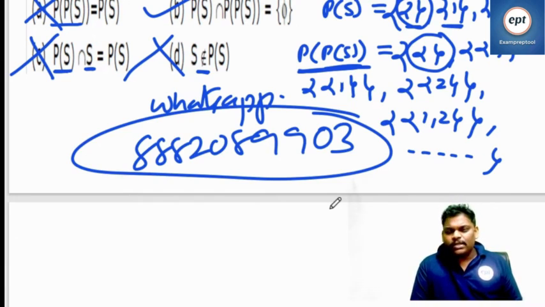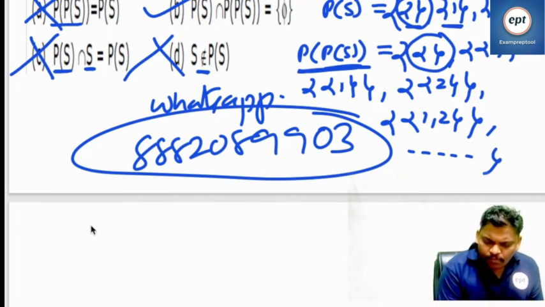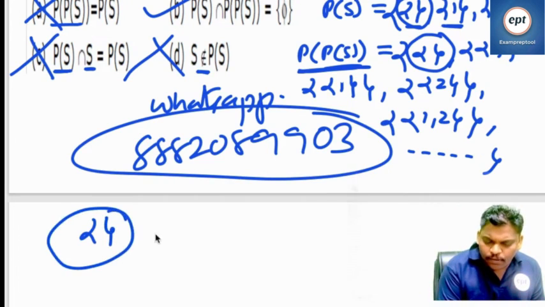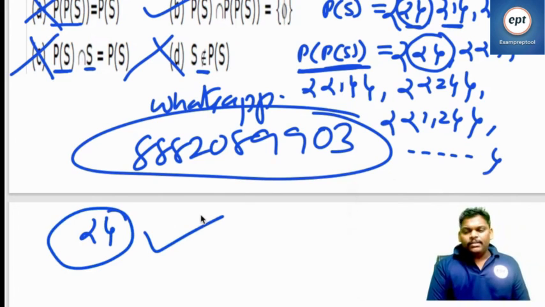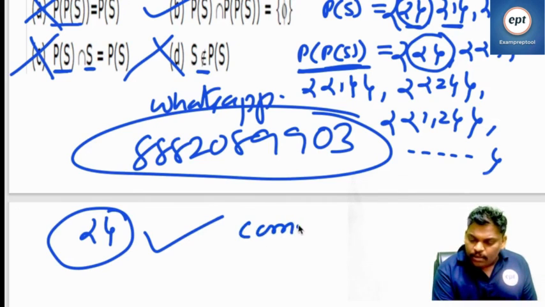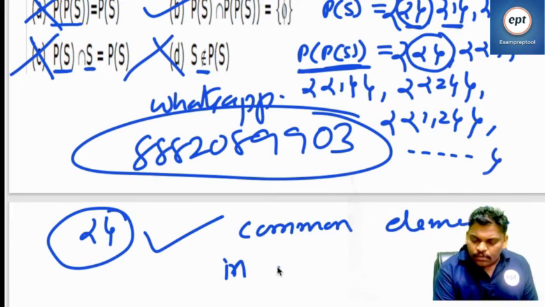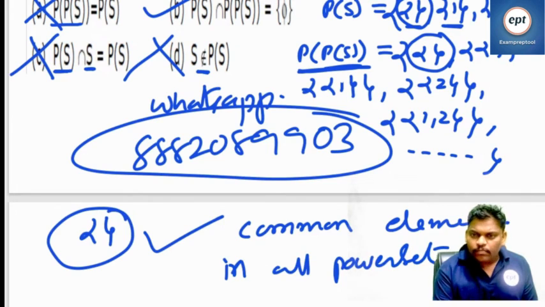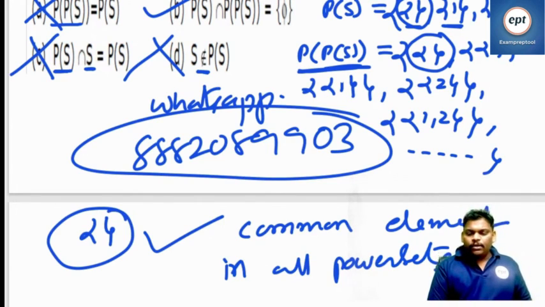In all power sets, what is the common element? In all power sets, the common element is this, the empty set. I am not saying that in every set there is a common element. I am saying in every power set it is a common element. It is a common element in all power sets.